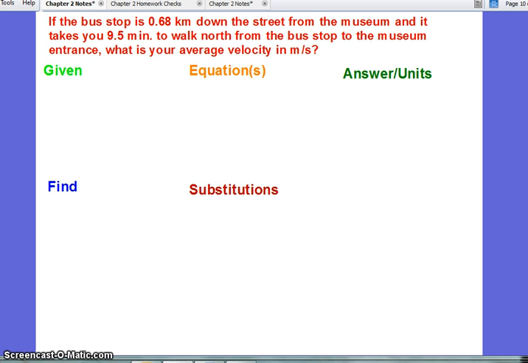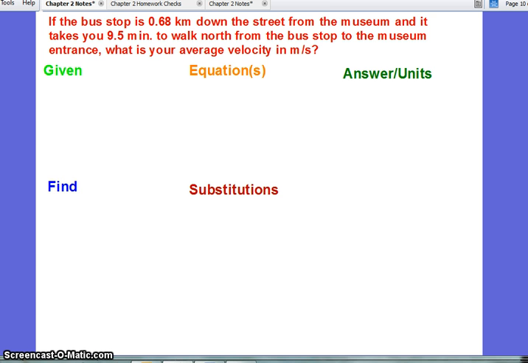A problem here is: if the bus stop is 0.68 kilometers down the street from the museum, and it takes you 9.5 minutes to walk north from the bus stop to the museum entrance, what is your average velocity in meters per second? So of course the first thing we do is read the prompt, and then we write down what we know, our givens.